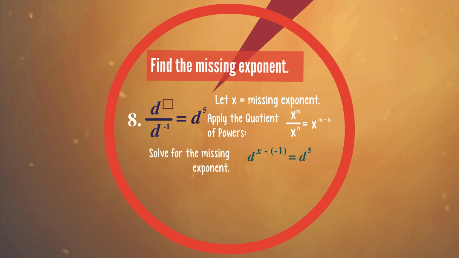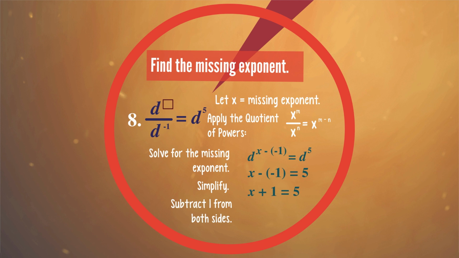To solve for the missing exponent, we will bring down the exponents of the bases and we will have an equation which is x minus -1 is equal to 5. To simplify this, we have x plus 1 equals 5. To solve for x, we need to isolate it on the left side of the equation. To do that, just subtract 1 from both sides of the equation.